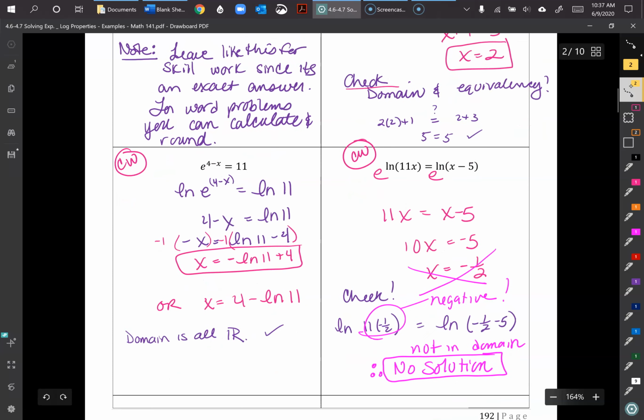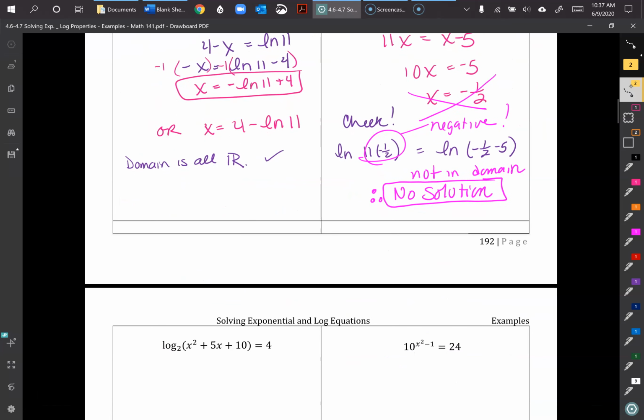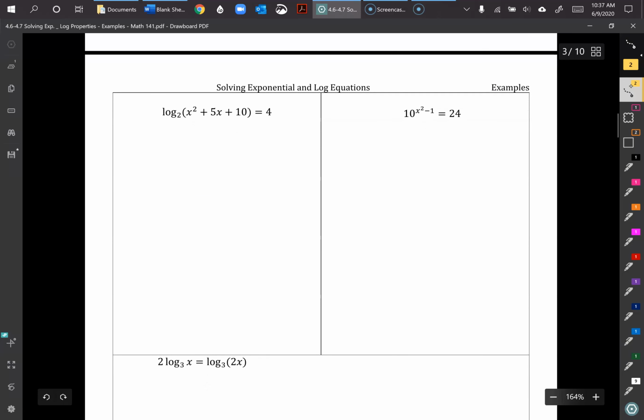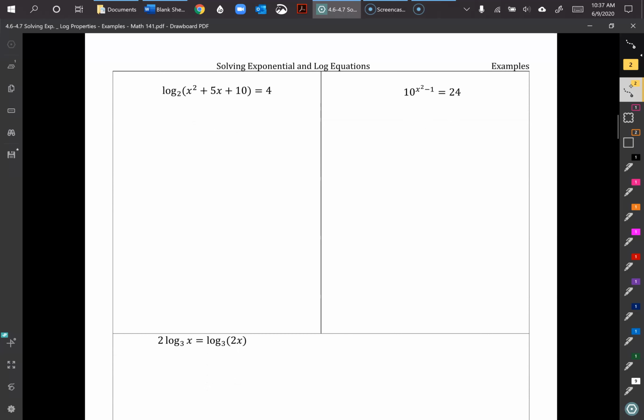And if there isn't any that work, then just write no solution. I'll leave it hanging. So now this one is okay to work with here as one unit because it's all in parentheses. We don't have them separated out. So we can actually just exponentiate each side.